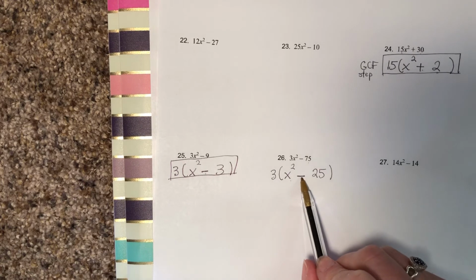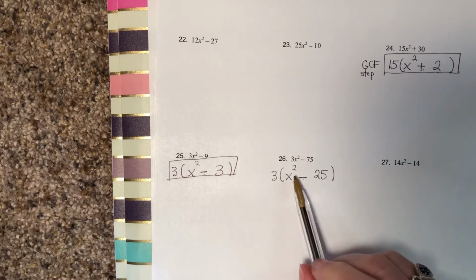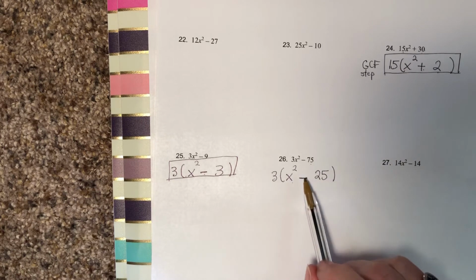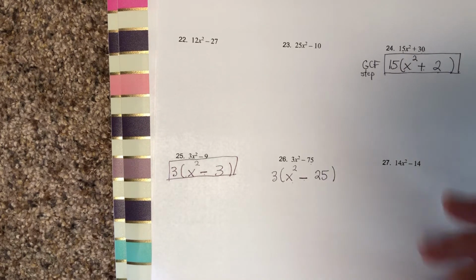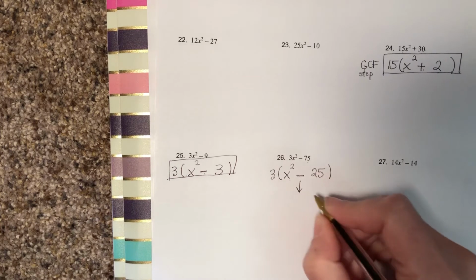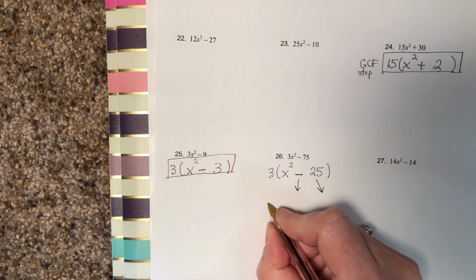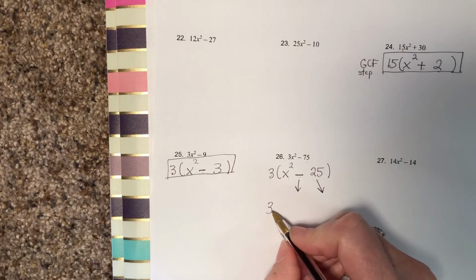Now I'm looking at this carefully. I do have a difference. That is a perfect square, that is a perfect square. So what's left in this parenthesis is a special pattern. It's the difference between two squares. That means it's going to break into two pieces. So you want to bring the 3 down. That is one factor.